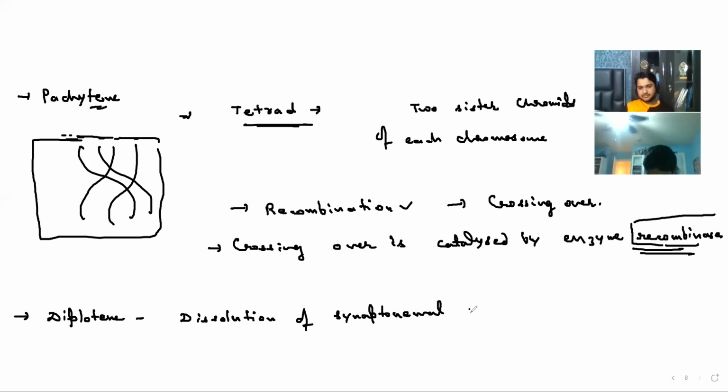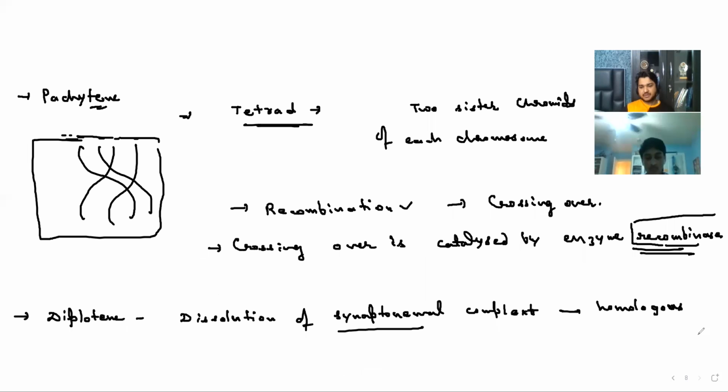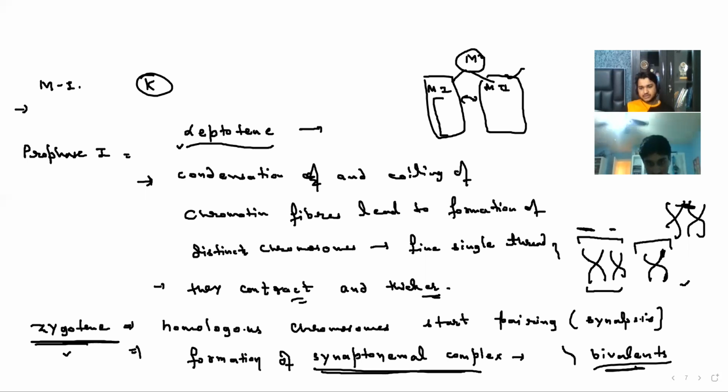Okay, so diplotene. Can we say that these homologous chromosomes start separating now because they have exchanged material and the synaptonemal complex dissolves? You remember this was formed in the second stage, the zygotene. They come closer, so they form a complex which is called the synaptonemal complex. So the homologous chromosomes start separating from each other. This is called the diplotene.